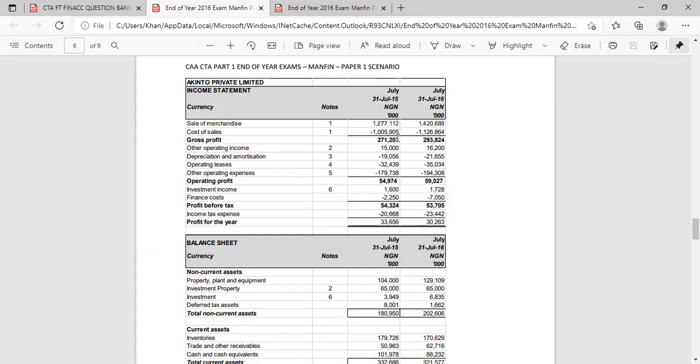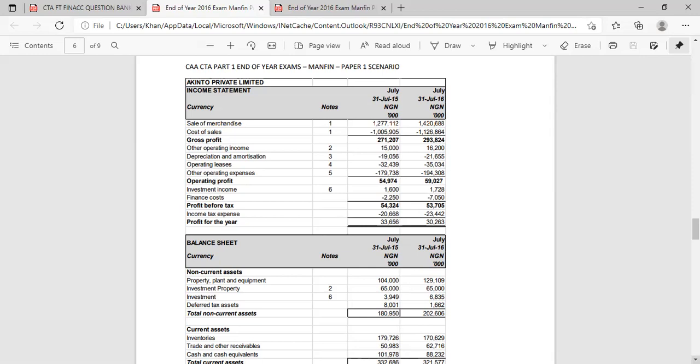Okay, so there we have gross profit. Then we have operating income, depreciation, operating leases, other operating expenses. Then we have operating profit. Okay, then we have investment income, finance costs. Then we have profit before tax. Then we have income tax. Then we have profit for the year.